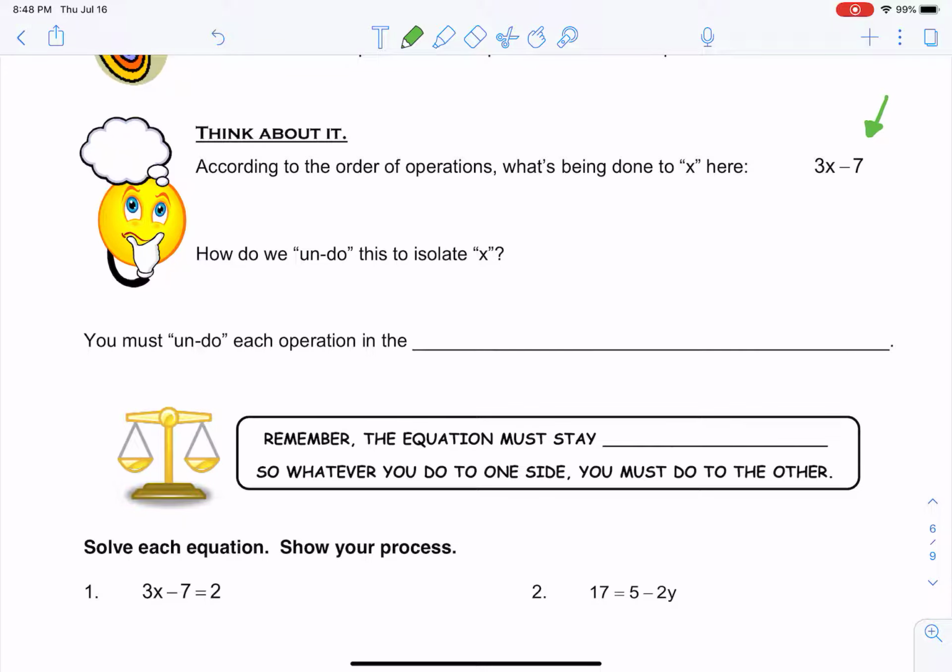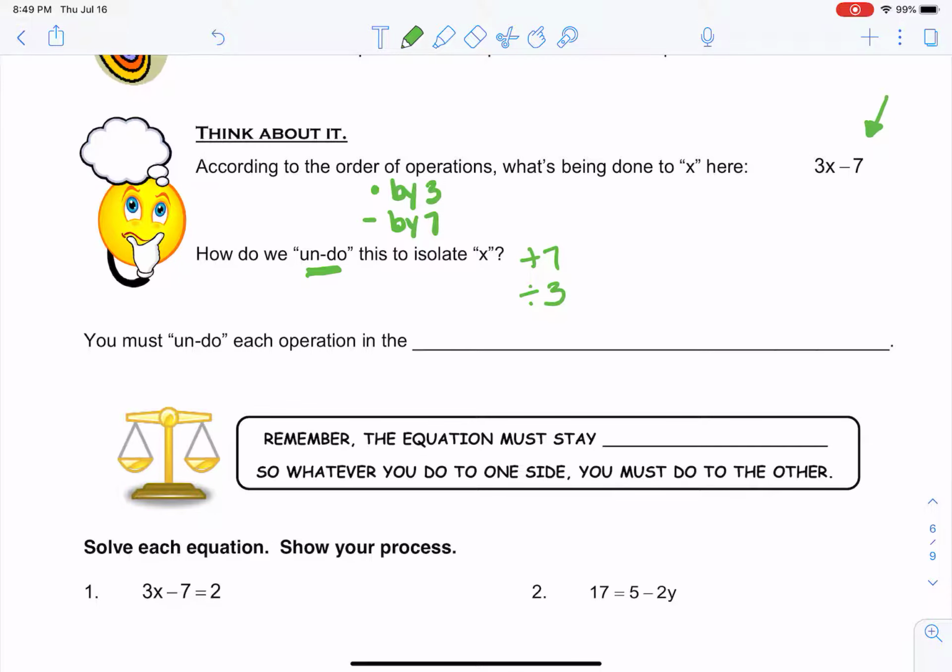What's happening to x? Okay, there's two things happening. First, it's being multiplied by 3. And then it's being subtracted by 7. So there's two things happening to it. So that means to undo this, or to do the opposite, I'm going to have to add 7, okay, to get rid of that subtraction. And the opposite of multiplication is I'm going to have to divide by 3.